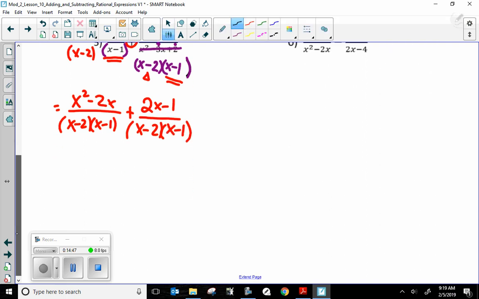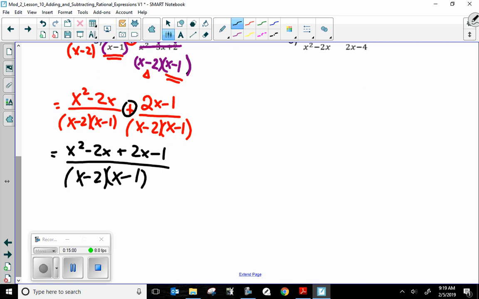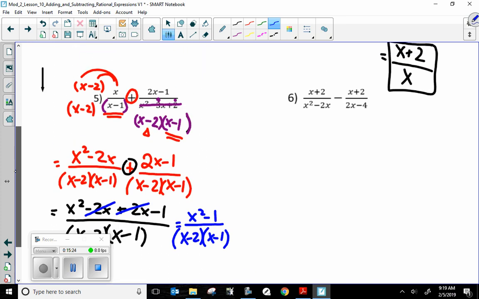Let's clean up the top just a wee bit. I have x squared minus 2x plus 2x minus 1 over x minus 2, x minus 1. If I combine these, my negative 2x and positive 2x cancel, which leaves me x squared minus 1 on top. But doesn't x squared minus 1 factor? I hate having to write this all the time, but I'm doing it for you guys. So the top actually factored.